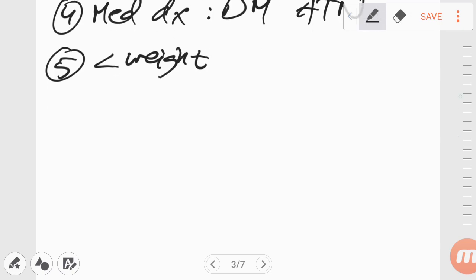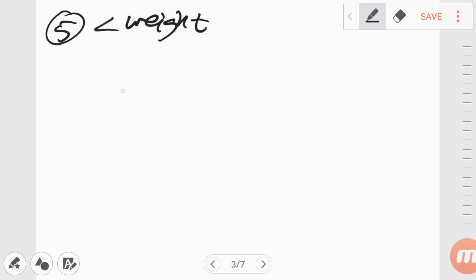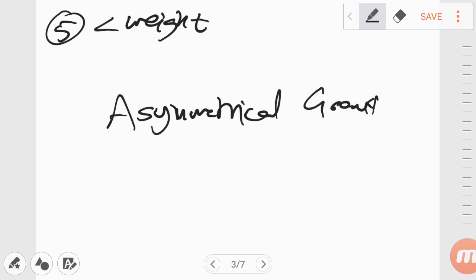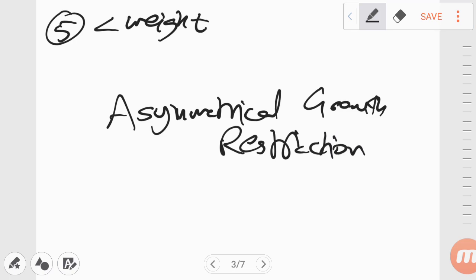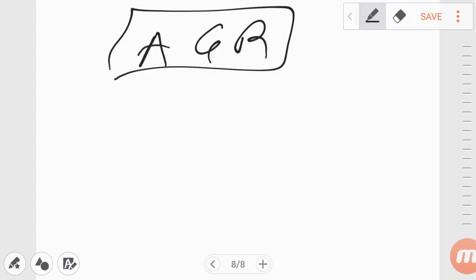And I want to mention at this point of time that there is a certain type of specific growth restriction that maternal factors can cause, which is called asymmetrical growth restriction. Let's explain what this means. So what is asymmetrical growth restriction? Asymmetrical growth restriction is when the child's growth restriction is asymmetrical.